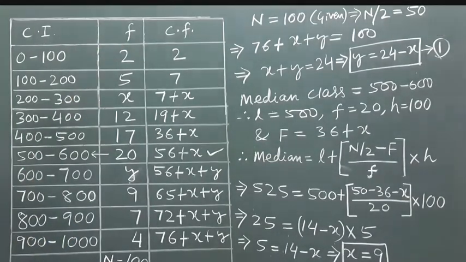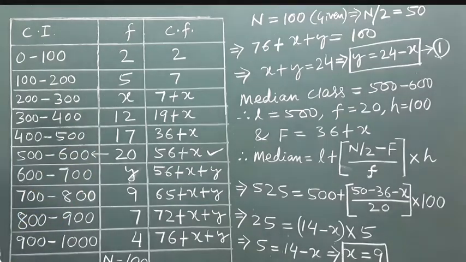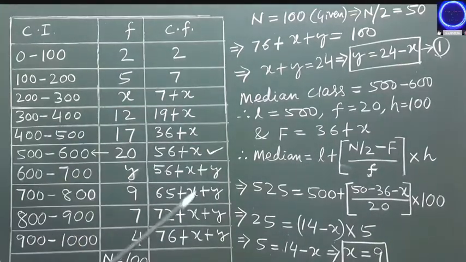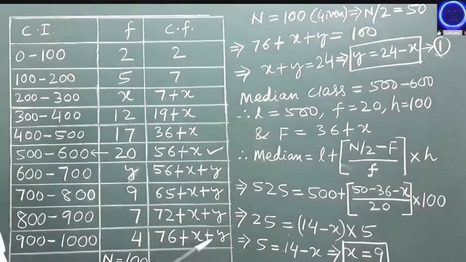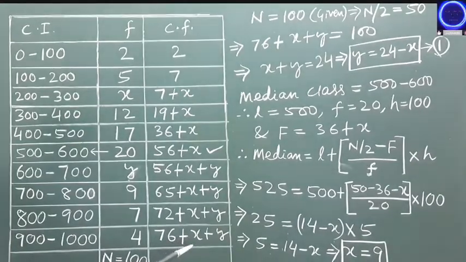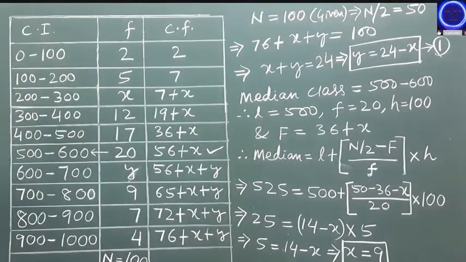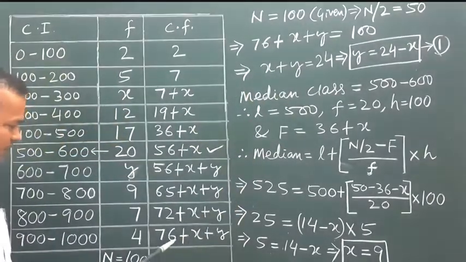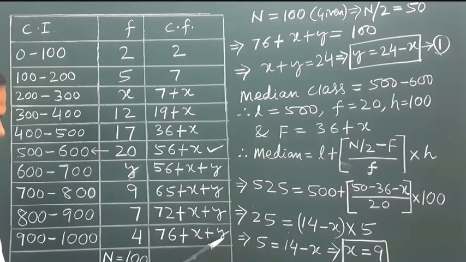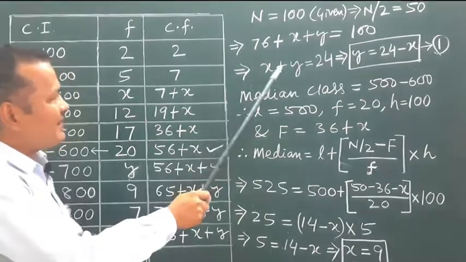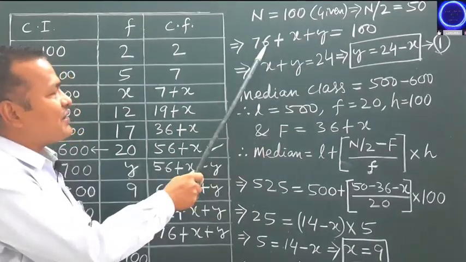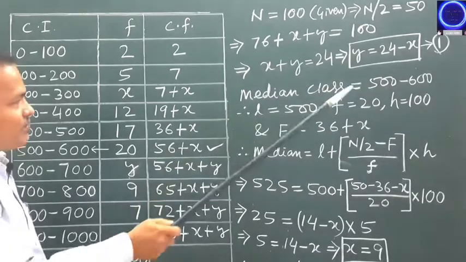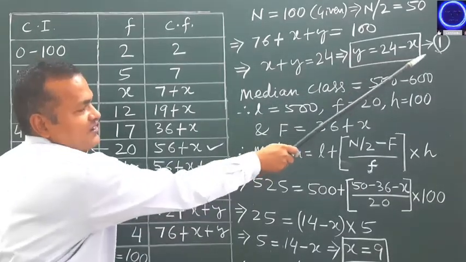In the question, it is given that the sum of all frequencies is 100, that is capital N or sigma fi is 100, and the last cumulative frequency, you see, is 76 plus x plus y. You know the last CF must be equal to n, that is 100. Here n is 100, so n by 2 is 50. Therefore, 76 plus x plus y is 100. This implies x plus y is 100 minus 76, that is 24. From this equation, you can make y the subject. This implies y is 24 minus x. That is equation 1.